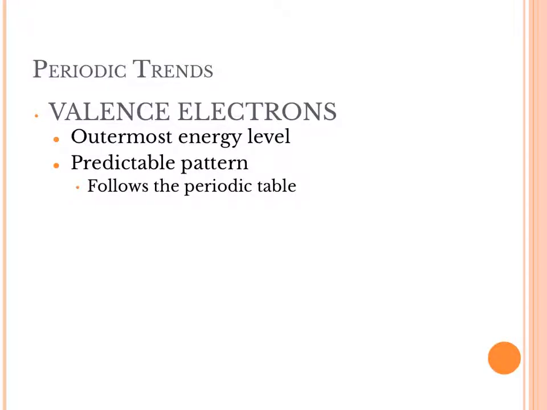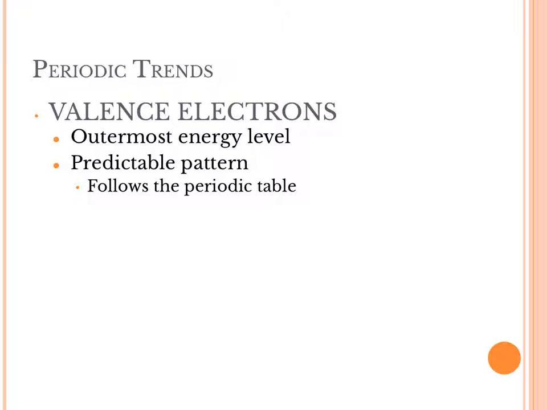Hey everybody, this next video lesson is going to cover the topic of periodic trends. The periodic table is set up and specifically designed to be used as a tool. And as a tool, it has a lot of predictive properties to it. The first of which is a periodic trend known as the valence electrons.